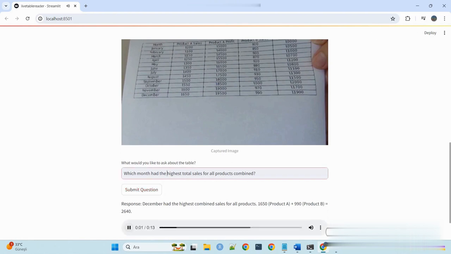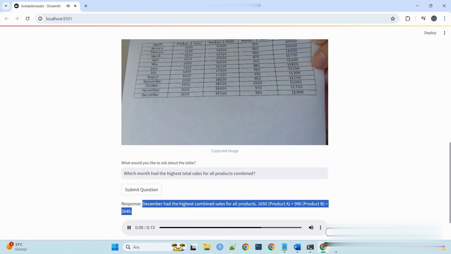December had the highest combined sales for all products. 1,650 product A, plus 990 product B, equals 2,640.